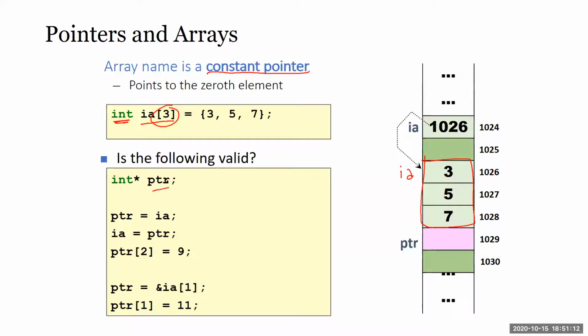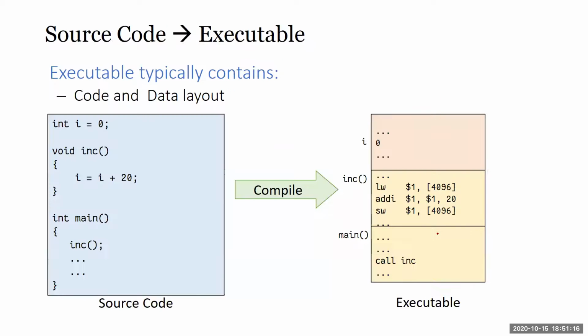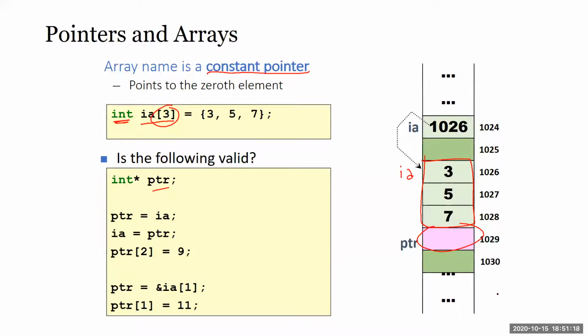Now I say I have a pointer ptr. So ptr is this. There's an animation, maybe the alignment looks a bit off. Let's say ptr is this. ptr equals ia.